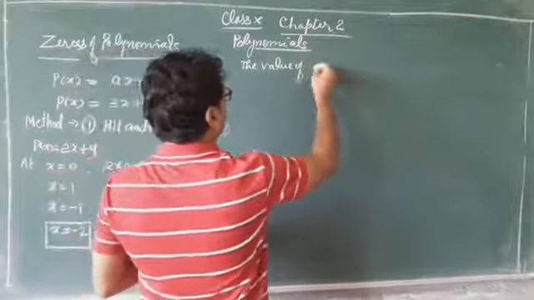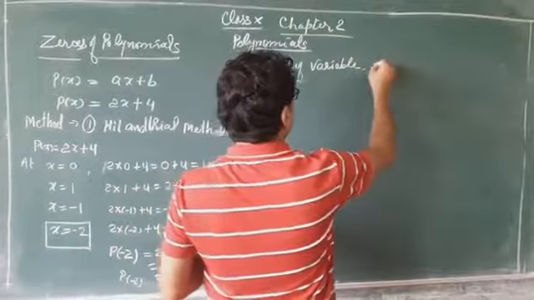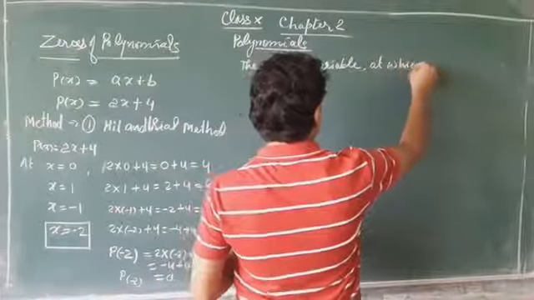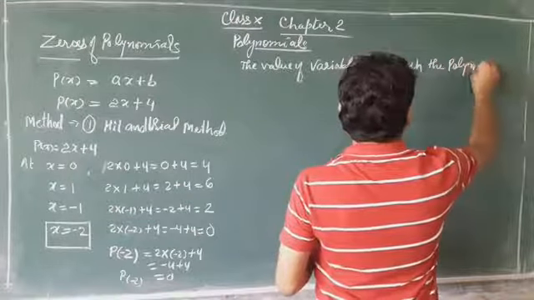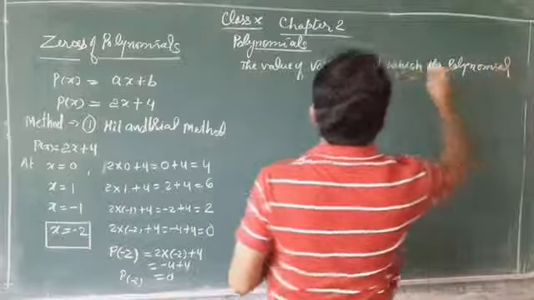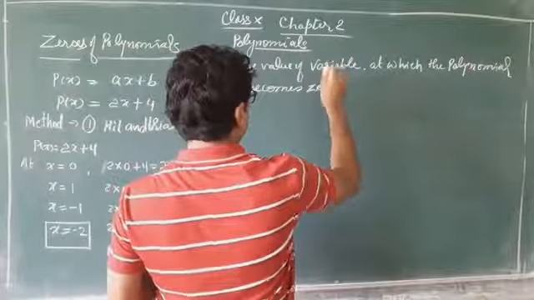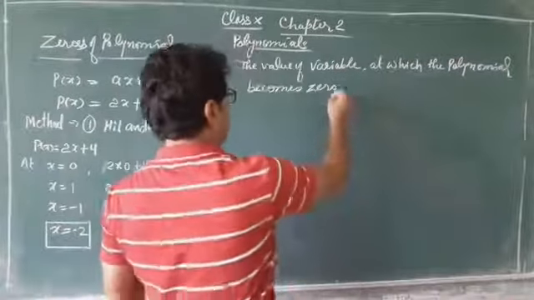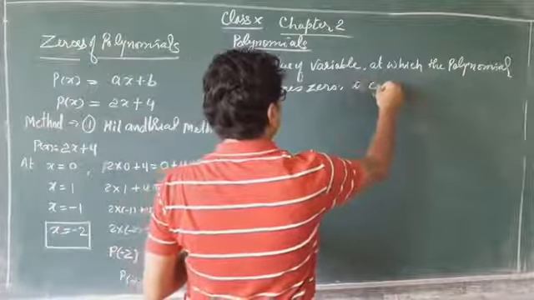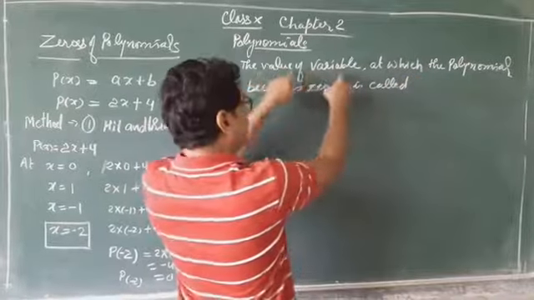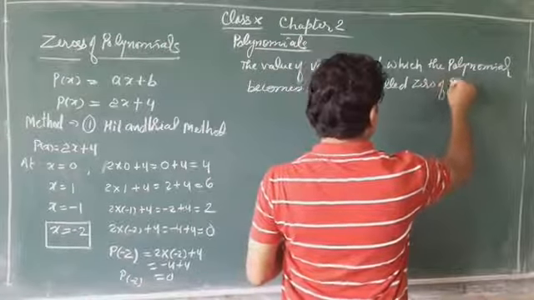the value of the variable at which the polynomial becomes zero, means the value of the polynomial becomes zero, is called the zero of the polynomial.